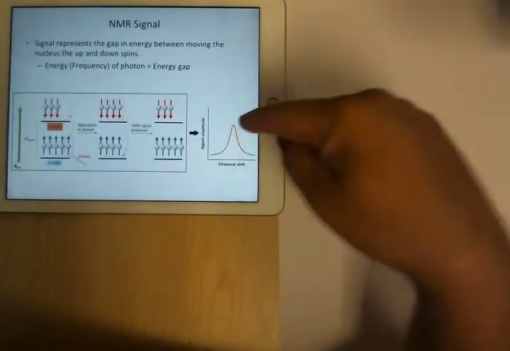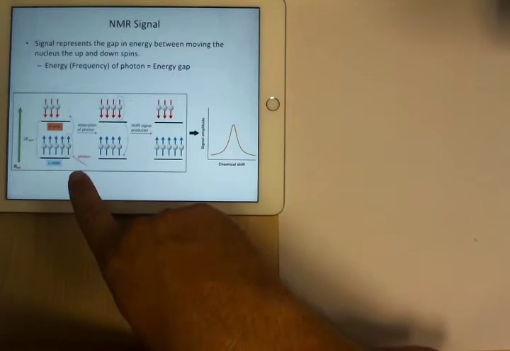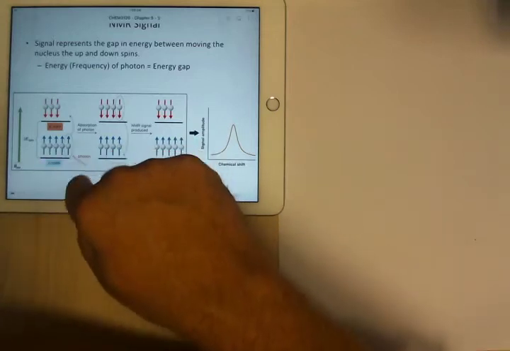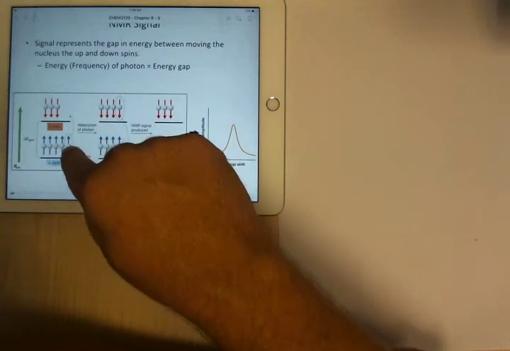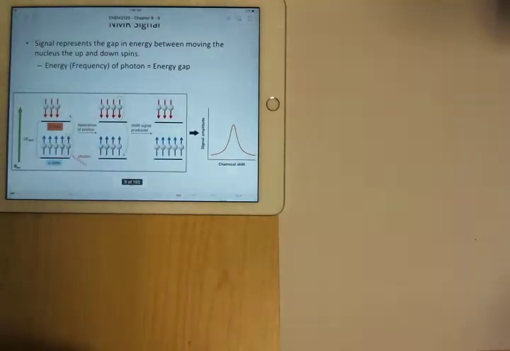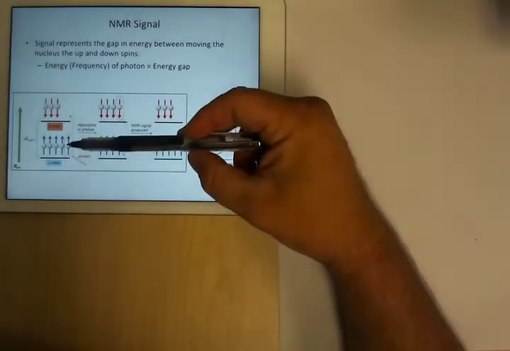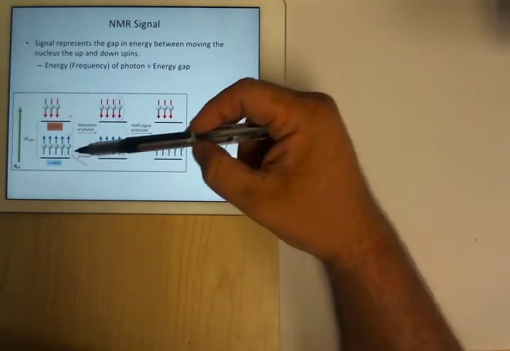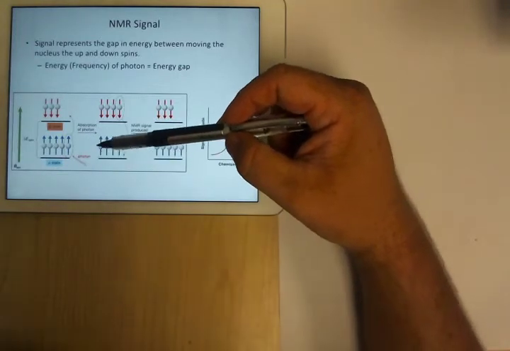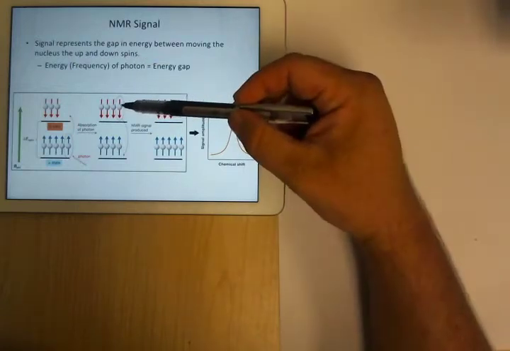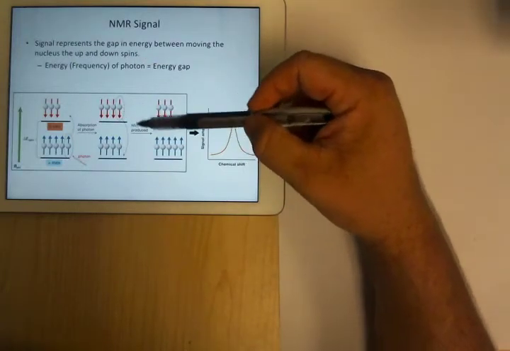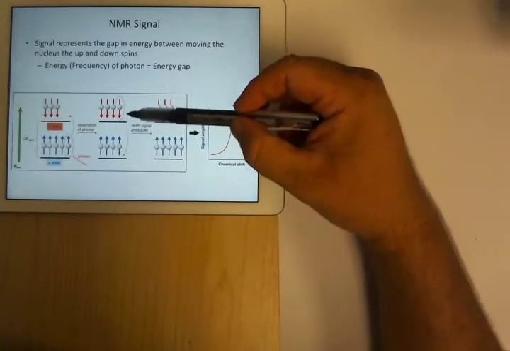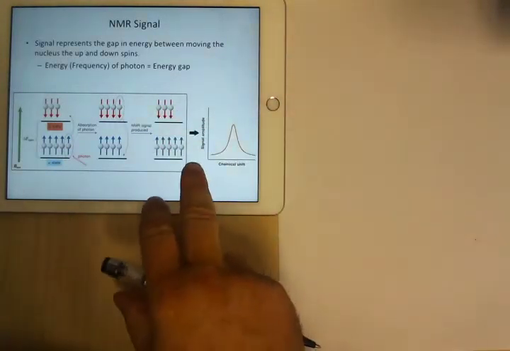Okay, possible states. So what happens is you send a photon in, in radio frequency. And what you're looking for is this photon: if it has the correct energy, it'll bump the nucleus from an up state into a down state. There's a gap here, and that gap corresponds to the energy of the photon you put in. Since you know what you put in, you can measure that. Eventually the nucleus says, I'm at too high of an energy, I'm going to go back down, and it releases a photon. That difference is what you see here. The photon that's released is going to be your chemical signal.